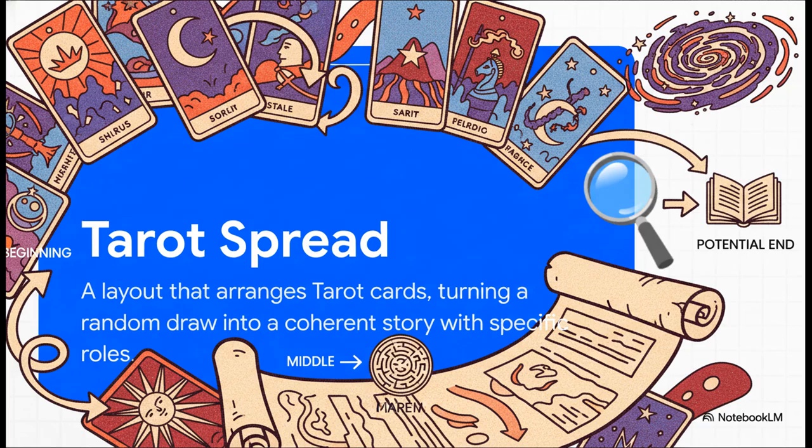Think of a tarot spread like a blueprint for a story or even a map. It's a specific pattern that gives every single card a job to do. It's what transforms that random draw into a coherent narrative with a beginning, a middle, and a potential end.